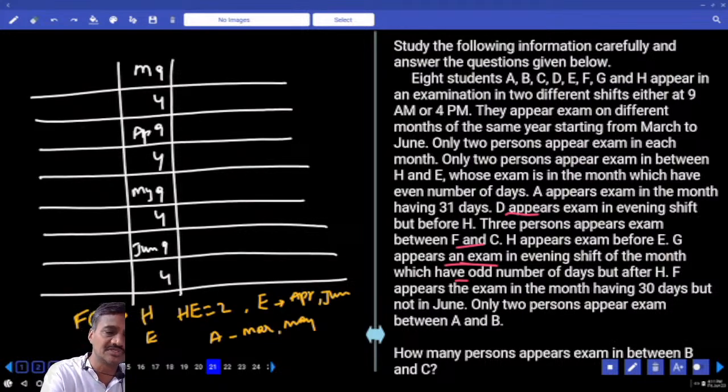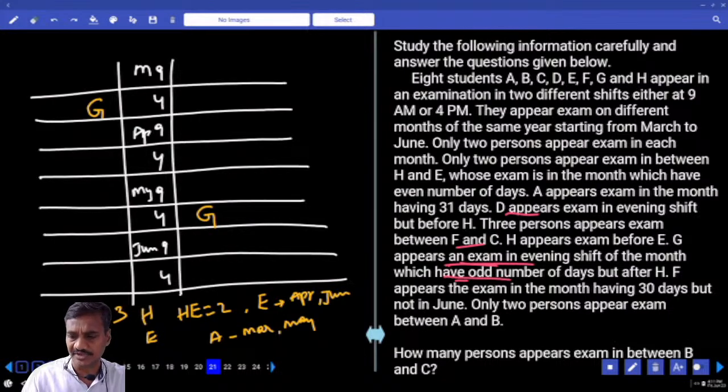And first possibility, G can be either in the month of March, 4 p.m., or in the month of May, 4 p.m. Then in this one between H and E, and G is here, and G appears in the evening shift of the month which has odd number days but after H. Now G is after H, H is here. After H, then between H and E there must be exactly 2, E must be at this place.